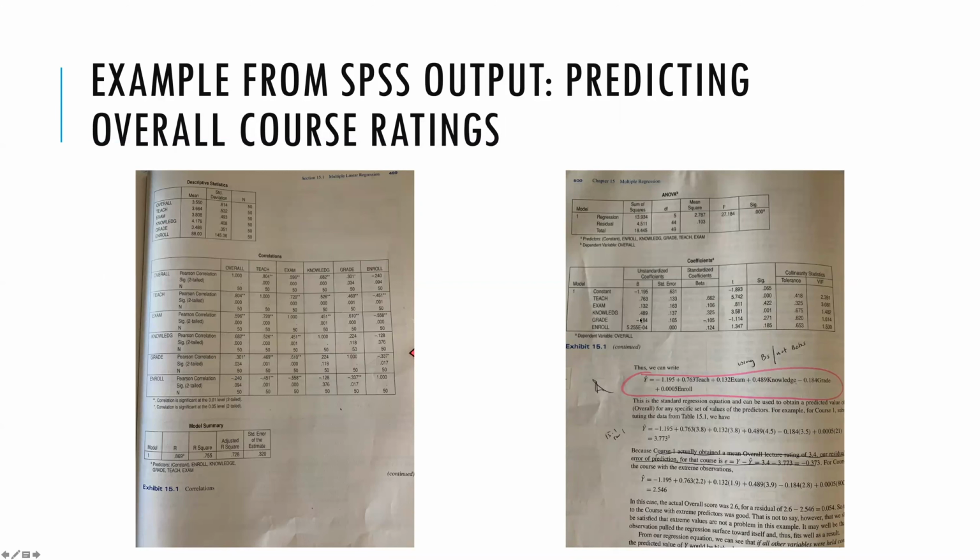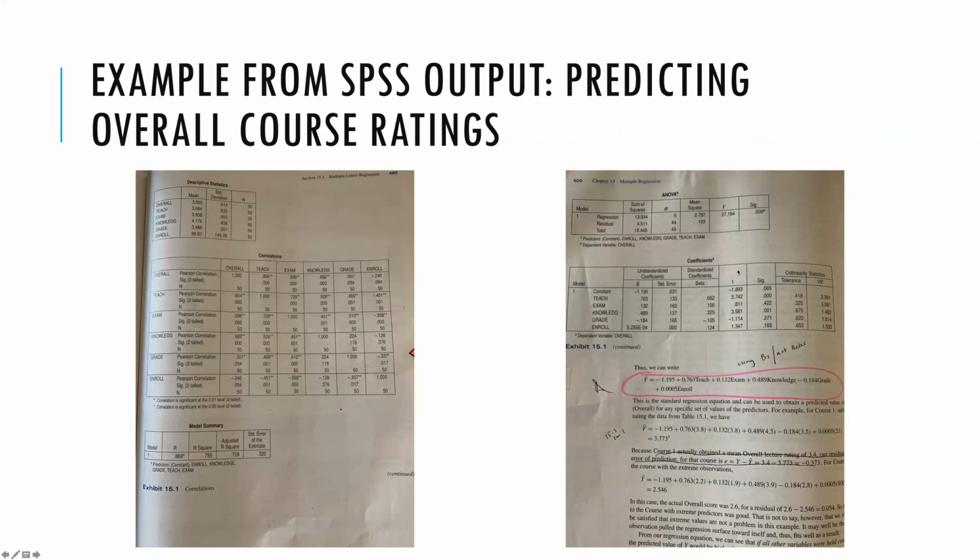So we can use that information and plug it into the regression equation. We would say y hat is equal to our constant, which is b sub 0, negative 1.195, plus 0.763 times teach. So whatever somebody's rating is on teach, if it was 1 or 5 or 15, we plug that into the teach value, and it would be multiplied times our slope, 0.763. Exam is 0.132 times exam, plus 0.489, and then we say minus 0.184 times grade, and then plus 0.0005 times enroll. So those are our 5 variables, our predictors.